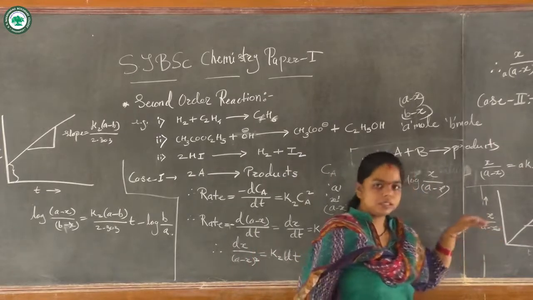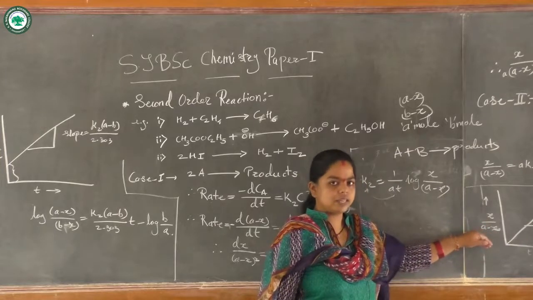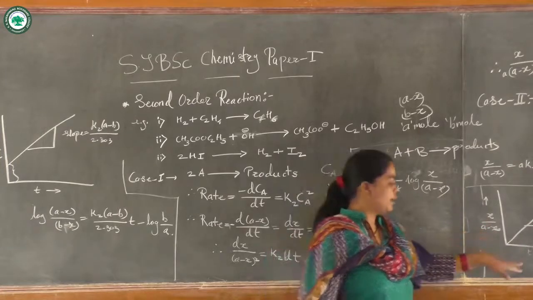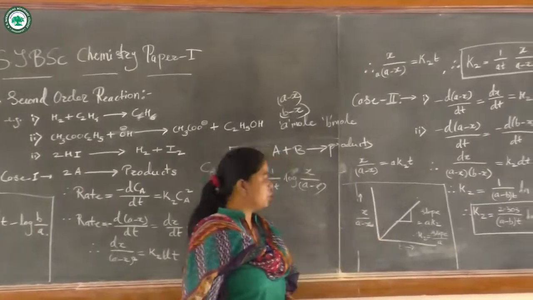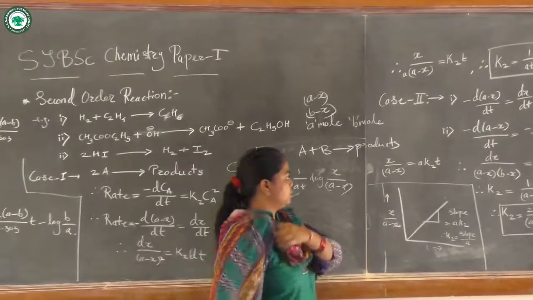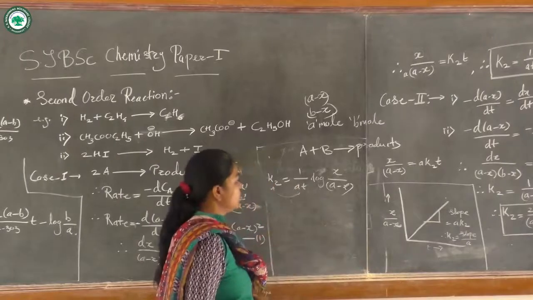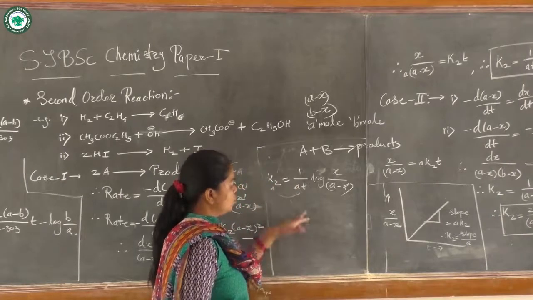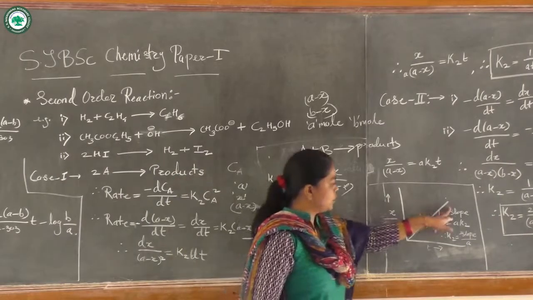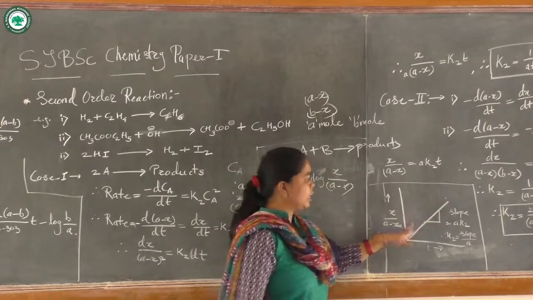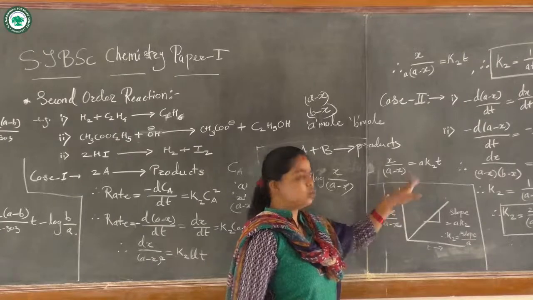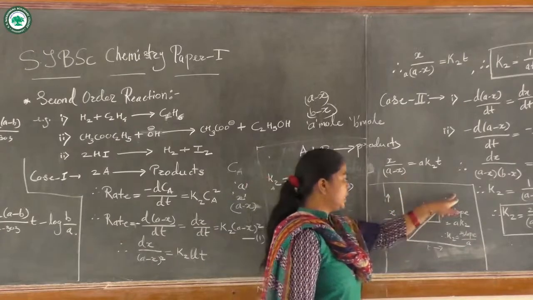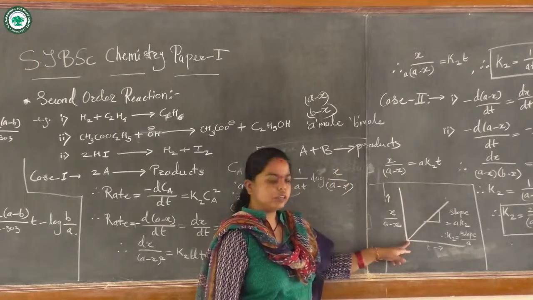So if this term x upon a minus x is plotted against the time, we are getting a straight line equation. The straight line equation is similar to y equals mx plus c. So we are getting a straight line which passes through the origin.